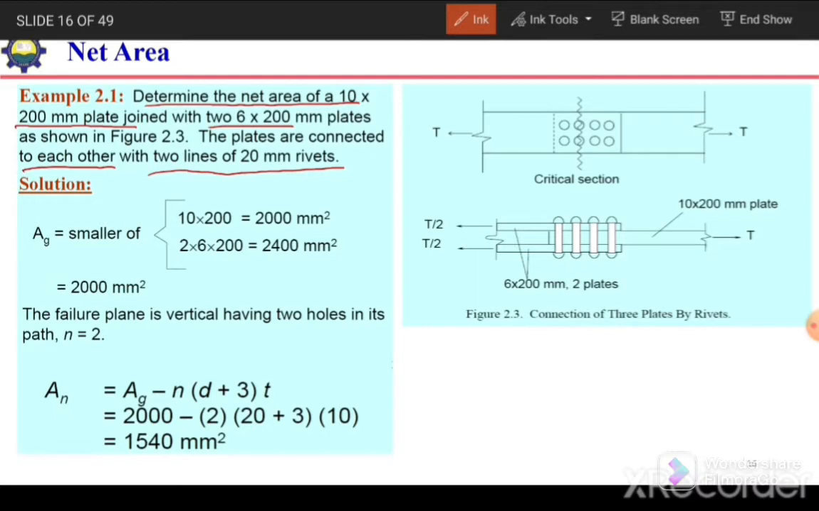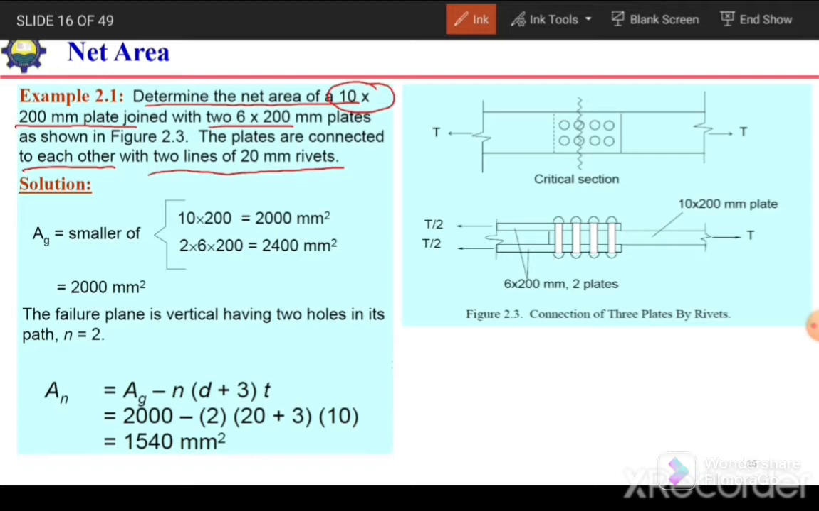So here it is specified that we find the net area of the 10 millimeter plate, but if it is not specified, then we need to decide which plate will govern, or which area will govern, to find out the net area, or for which plate we will find the net area that will be considered to calculate the capacity.